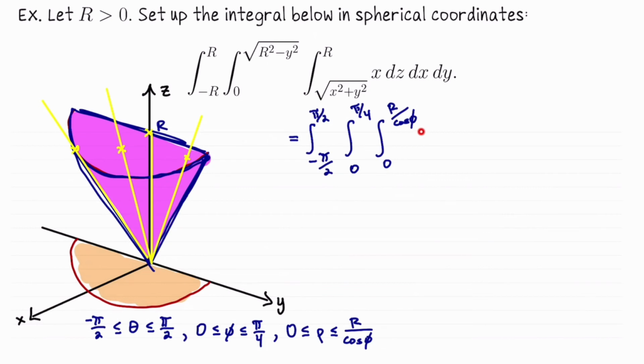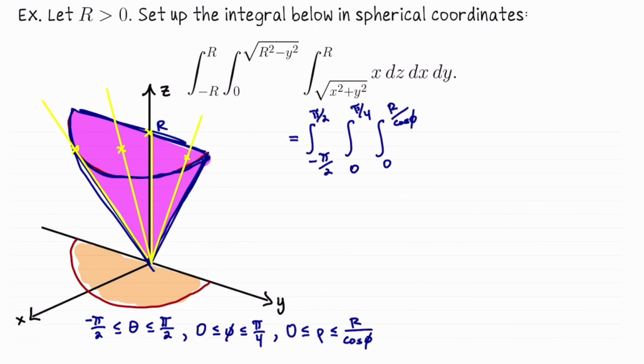Overall, these are much nicer bounds than what we started with. So here we had two bounds which had expressions that depended on other variables. They were square roots. In this new scenario, two of our bounds are constants. That's kind of ideal. And then the inner one is not too complicated.